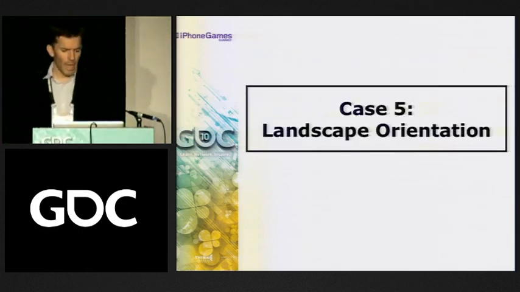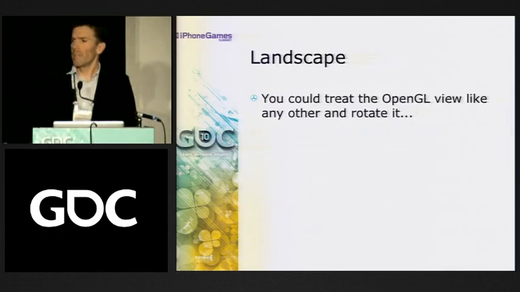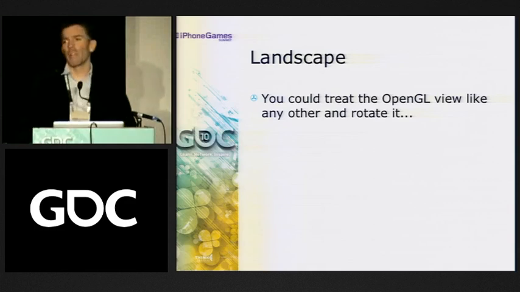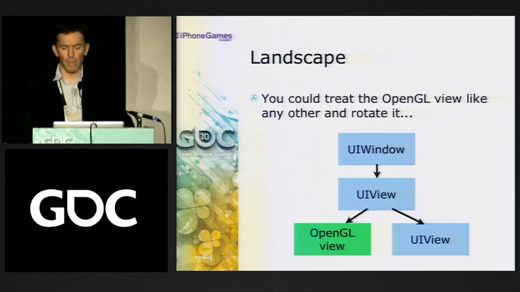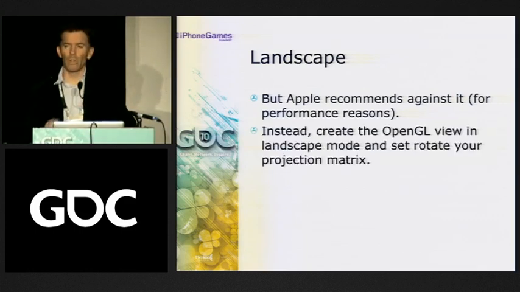Okay, landscape orientation. This one can be a little tricky. You'd be tempted to just treat it as if it were not an OpenGL view. So you just rotate something at the root and you have some sort of hierarchy, and you let the OpenGL view just be rotated because the transform propagates down the hierarchy. That actually works if you try it. But to be fair, I haven't measured the performance, but Apple recommends against it for performance reasons. The OpenGL view is pretty sensitive to that, so you don't want to be adding the extra transform. So instead, the recommendation is that you transform it yourself.